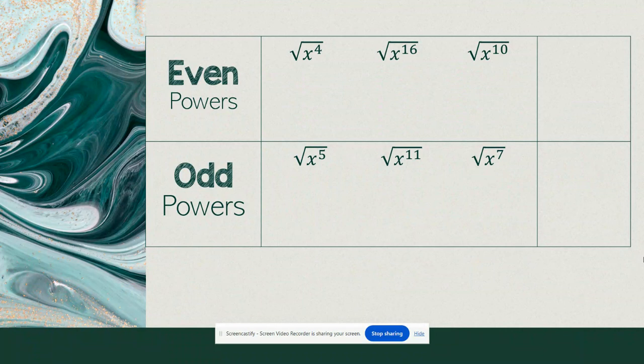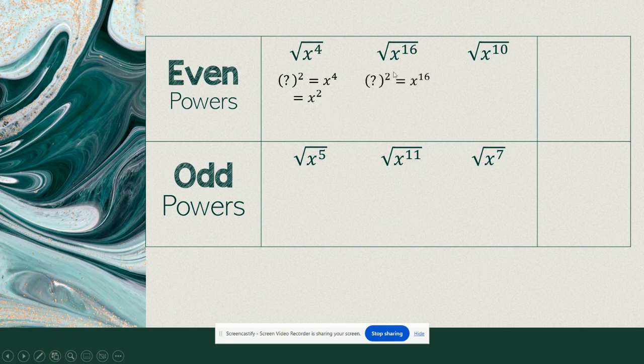So for instance, with even powers, the square root of x to the fourth, the square root of x to the 16th, the square root of x to the 10th, what we want to look at here is what times itself can give me x to the fourth. Now, if we remember my variable rules, when we have a power to a power, we want to look at multiplying. So if I have x squared to the second power, I'm going to end up multiplying my exponents. So 2 times 2 would give me 4.